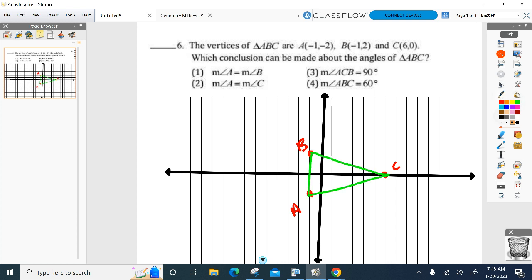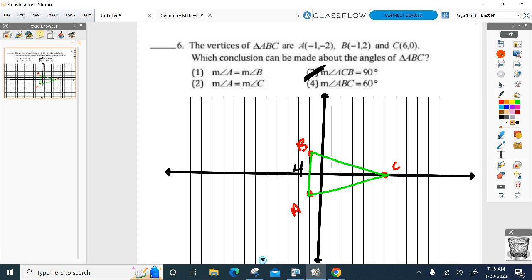Okay. Probably a couple of these. ACB is 90. I think we can get rid of that one, right? Angle A congruent to angle B, maybe A and C congruent. I don't know. ABC is 60. All right, so the only way I'm going to figure out if these angles are equal or maybe even angle ABC is 60 is determine the side lengths to see what type of triangle it is. All right. So AB, 1, 2, 3, that's a distance of 4.